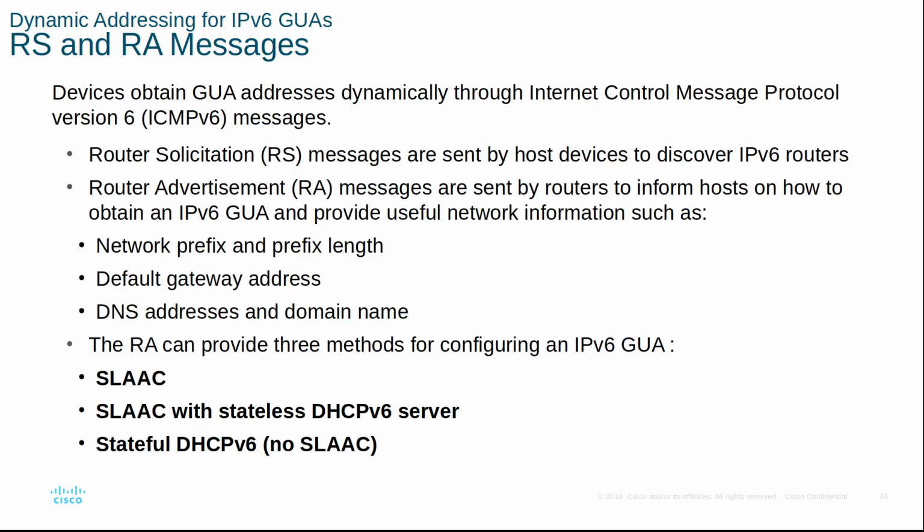Now that router advertisement message can provide three methods for configuring an IPv6 global unicast address. SLAAC, stateless address auto configuration, SLAAC with a stateless DHCPv6 server, or a stateful DHCPv6 server, which works basically like DHCP in IPv4, but also a little bit different because there's no broadcast.